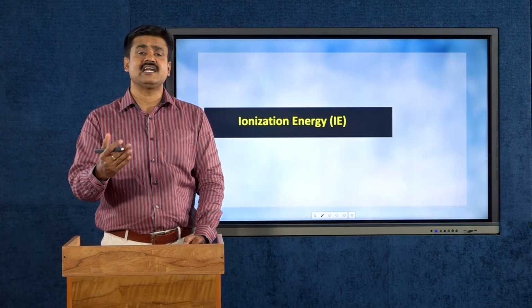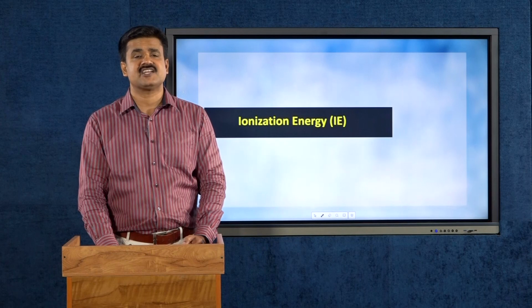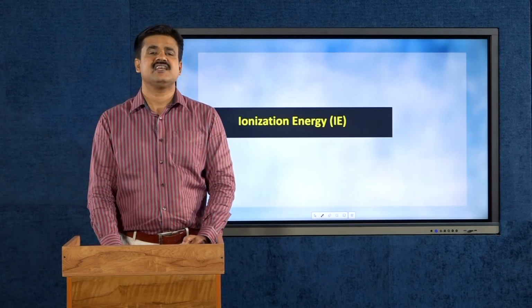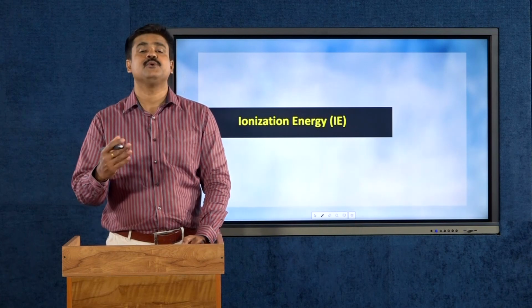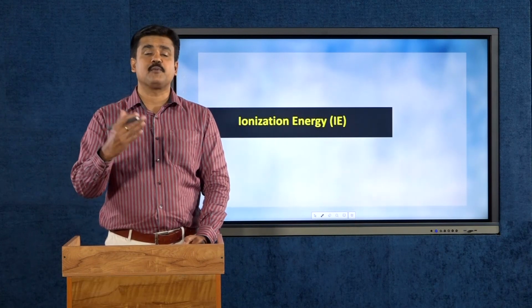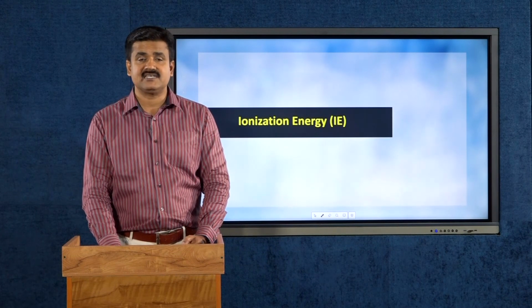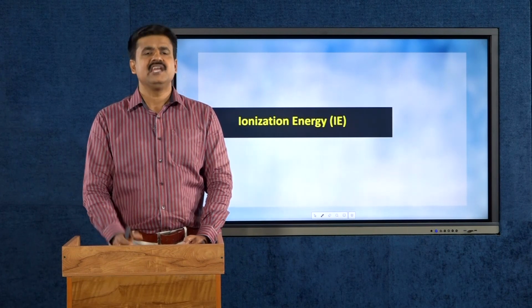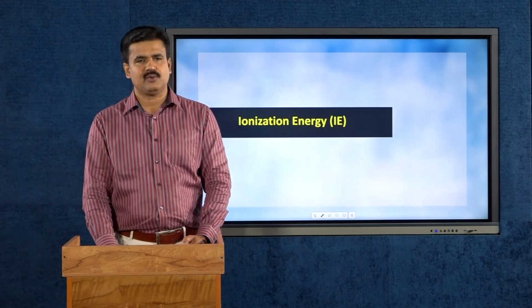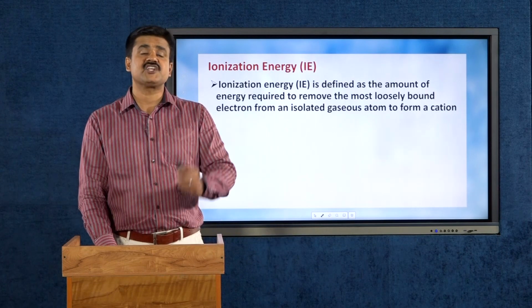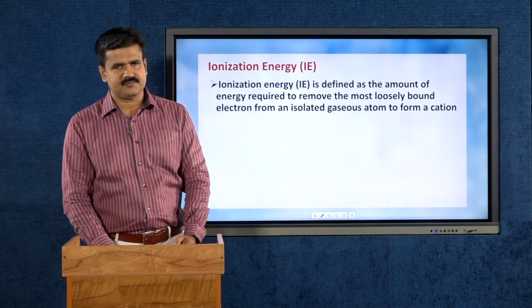You previously heard about the definition of ionization energy, and you are recalling the concept that ionization energy is a periodic property. A periodic property is a property which depends on the position of the element in the periodic table. Now we can have a detailed discussion on ionization energy. First of all, the definition of ionization energy.